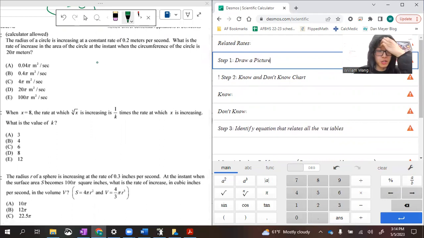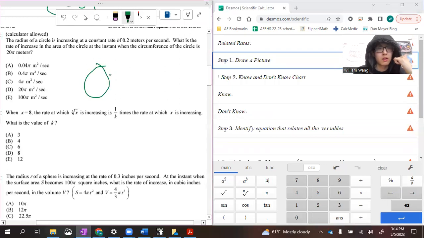Okay, first step, draw a picture. I can do that here actually because they don't give us a picture. I'm just drawing a circle. This might be useful to have. Okay, so not the best circle, but all right. The radius of a circle increasing at constant rate of 0.2 meters per second. What is the rate when the circumference of the circle is 20 pi meters? Okay, the circumference is 20 pi. I guess I'll write that. I don't know my radius, but I do know the rate of change of the radius is 0.2. Okay, cool. My picture is not great, but let's just say I have this.